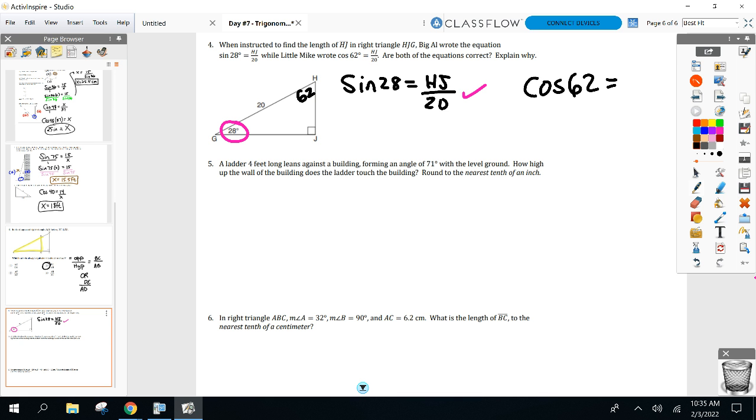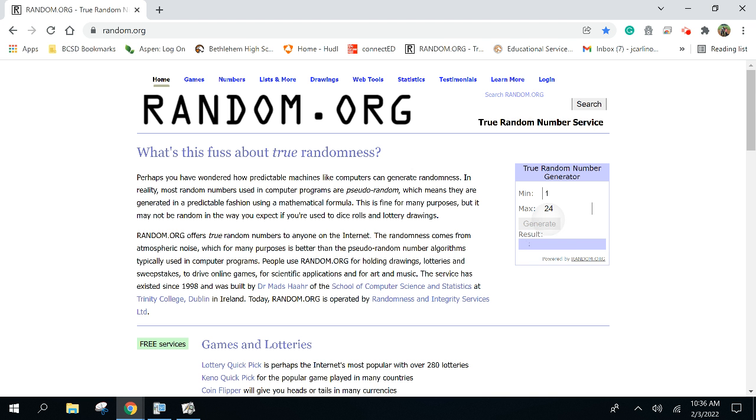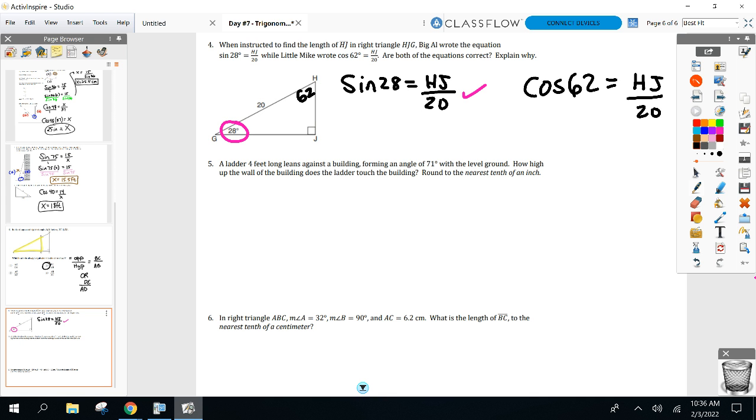Let's figure it out. He's saying this is HJ over 20 as well. Cosine, what's it equal to? So everyone look at 62 now. What's adjacent to it? HJ. What's the hypotenuse? Guess what? Both right. Yep, both equations are right. Sine is opposite over hypotenuse, cosine adjacent over hypotenuse.